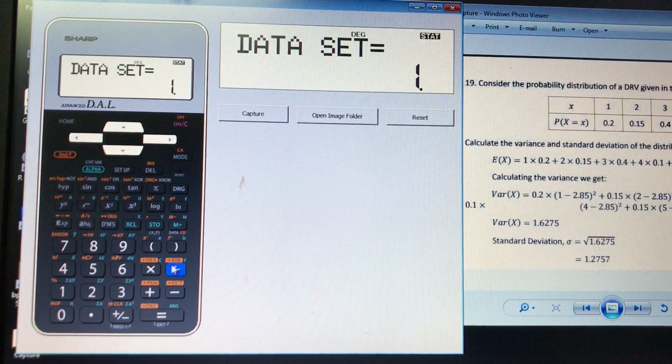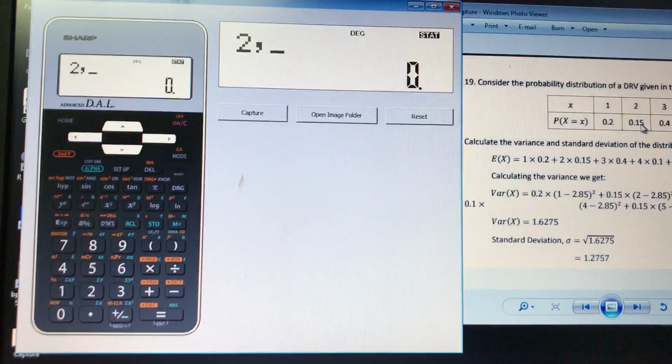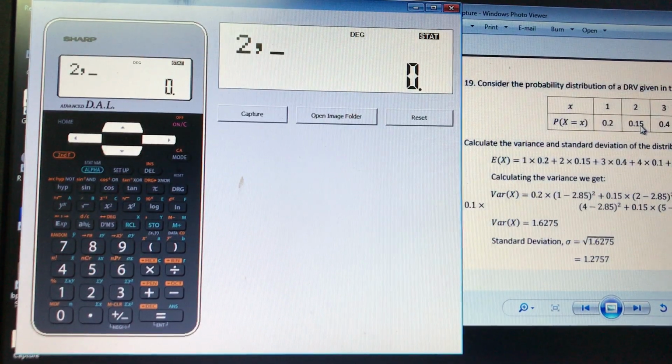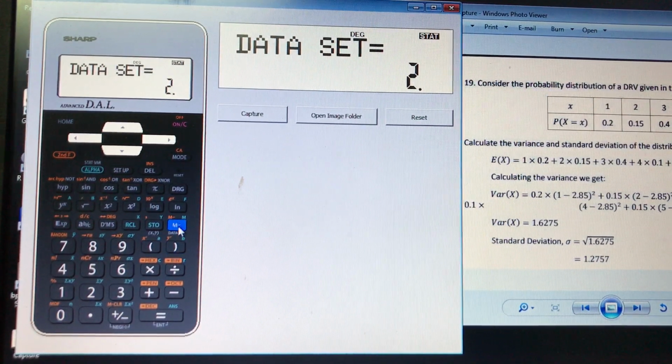I'm now going to enter score 2, so I'm going to go 2 comma, 0.15. I can express that as a fraction, it's 15 over 100, and if I need to put fractions I need to make sure I use brackets, so 15 over 100 and then I hit my M+. So I'll keep doing this for the rest of the scores.